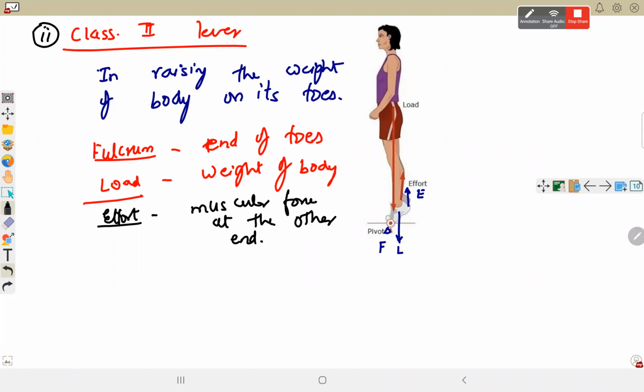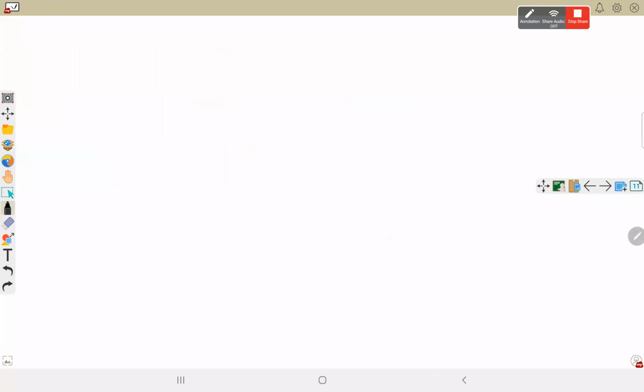Right, this is an example of a class 2 lever in the human body. Class 3 lever. This is clear. Tejasvi, Shrey, Vihan, Jesh, give an example of a class 3 lever in the human body. Yes, sir. Right. Class 3 lever. Example of a class 3 lever in the human body.